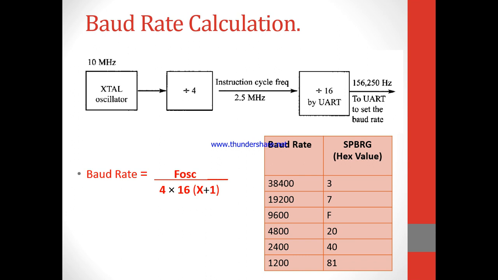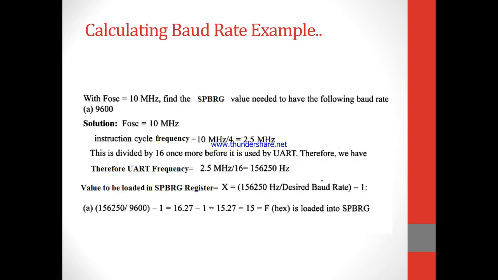Let us look at one example so that it will give you clarity. Suppose we want a baud rate of 9600 and the F oscillator is 10 megahertz. First of all, the instruction cycle frequency is the clock frequency divided by 4, so it is 2.5 megahertz. Again this 2.5 megahertz is further divided by 16, and we get 156250 hertz.